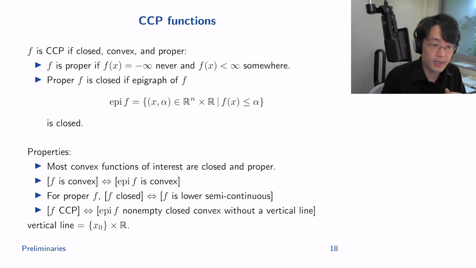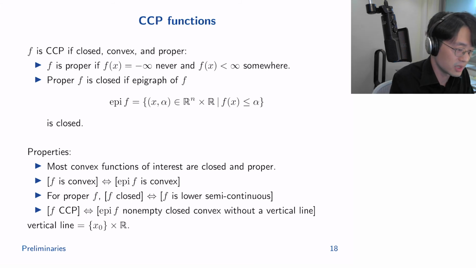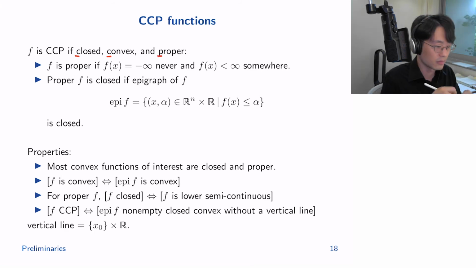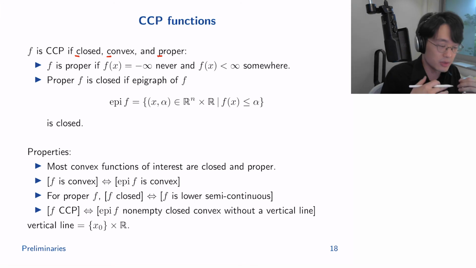Okay, now let's define CCP functions, which is an assumption that we'll be making all the time. We say a function f is CCP if it is closed, convex, and proper. So CCP means closed, convex, and proper. The focus of this class is the use of monotone operators to derive and analyze convex optimization algorithms. So convexity is a key property that we will be utilizing.